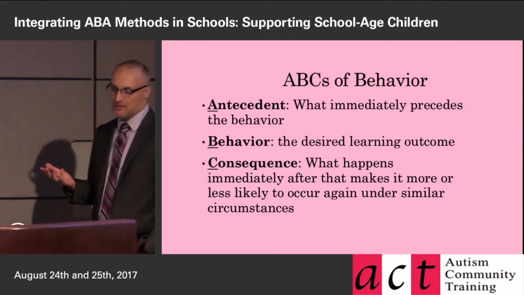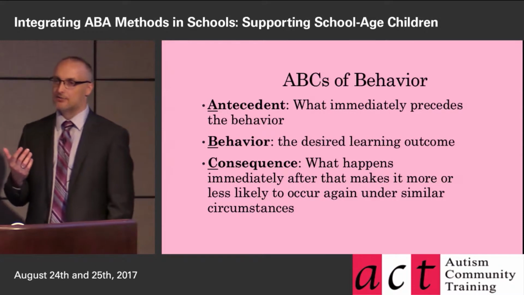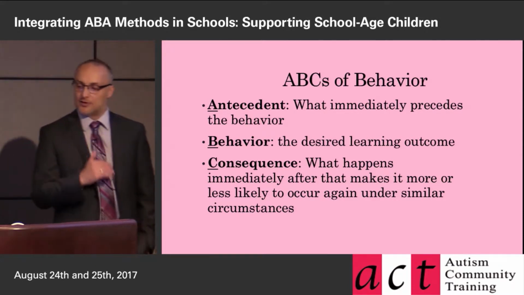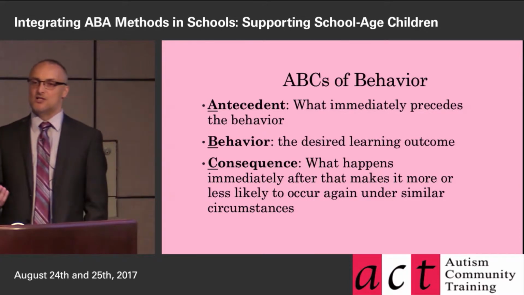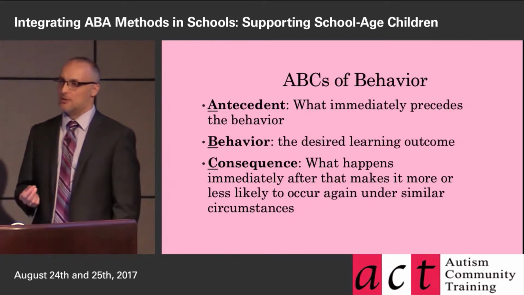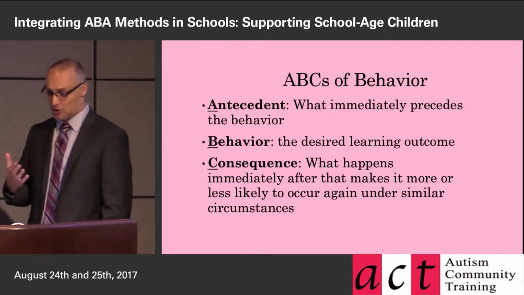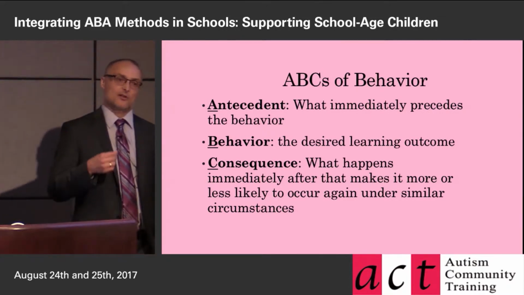You guys are all familiar with the ABCs, but let me put it in the context of how this is important for teaching and learning. So you've got your antecedent, behavior, and consequence. The antecedent is what immediately precedes a behavior, and we're talking about school, we're talking about the teacher's instruction, the expectation, what we want the student to do. And then the behavior is the desired learning response, right?